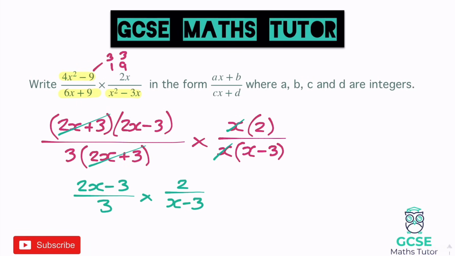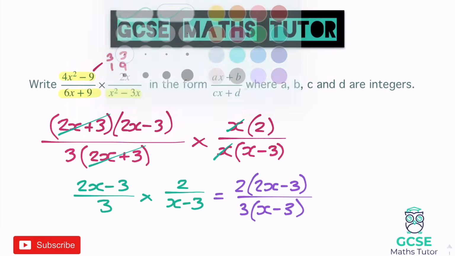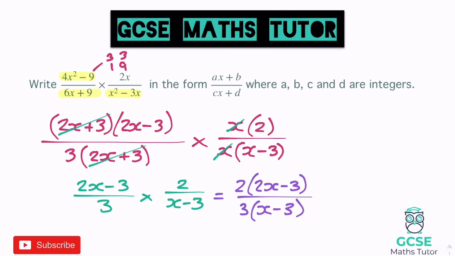So on the top there, we're going to have a single bracket, and I'm going to write it out. Probably wouldn't actually write this step out, but just so you can see what I'm doing, if we multiply the top, we've got 2 lots of 2x minus 3. And on the bottom here, we've got 3 lots of x minus 3. Right, there we go. Probably best to write it out so you don't forget to multiply both pieces by 2 on the top and both pieces by 3.